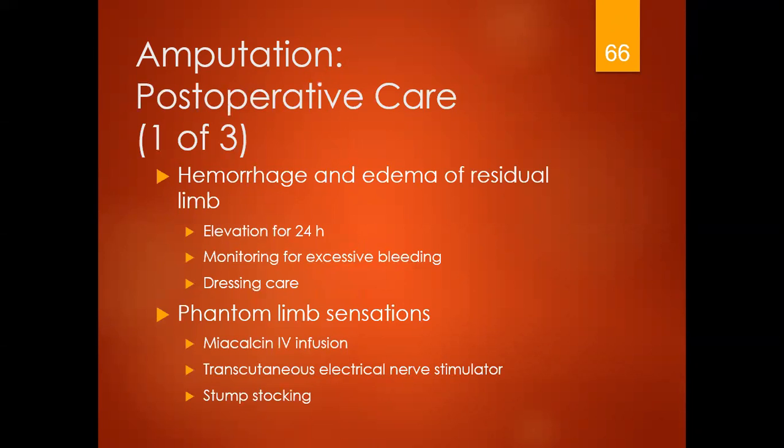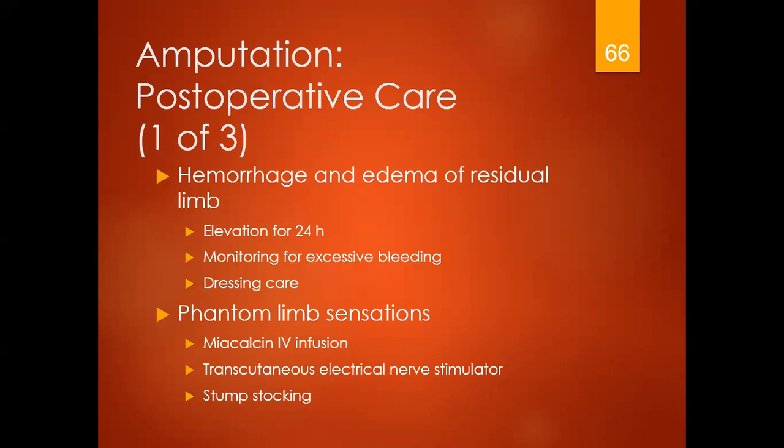Post-operative care. Our priority is going to be for hemorrhage, right? We're going to worry about hemorrhage, bleeding, that's your ABC, circulation, also swelling in that residual limb. We want to elevate that limb for 24 hours. We want to watch for excessive bleeding. We want to look at that dressing first thing so we can see if we're saturating the dressing too quickly.